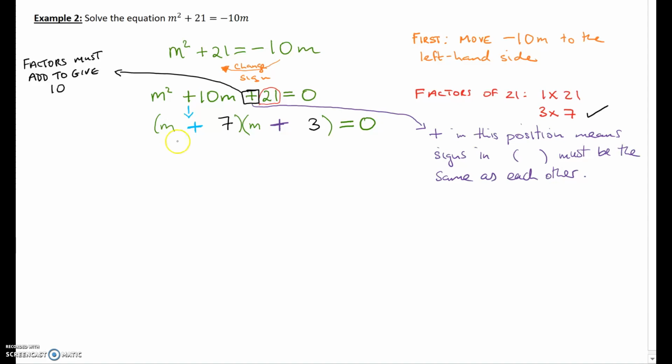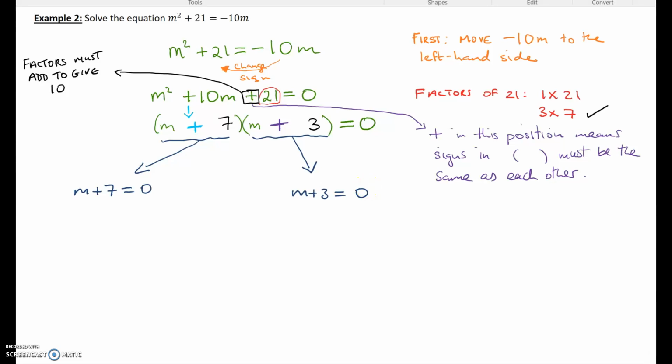What we can do is we can take this parenthesis, set it equal to 0, m plus 7 equals 0, and take this parenthesis and set it equal to 0. m plus 3 equals 0. And in each case, we'll get the m on its own. So what we'll do here, try this one, move the plus 7 over to the other side, and that gives you m is equal to, when the 7 moves across, it becomes minus 7. So that's one answer. m equals minus 7.